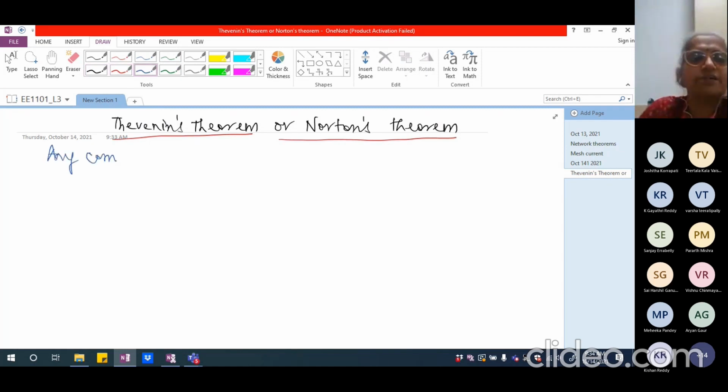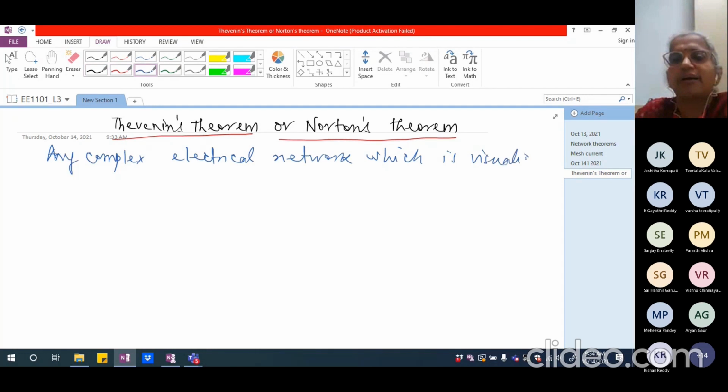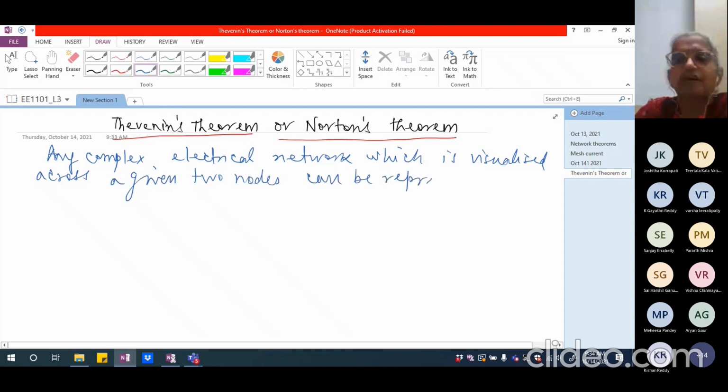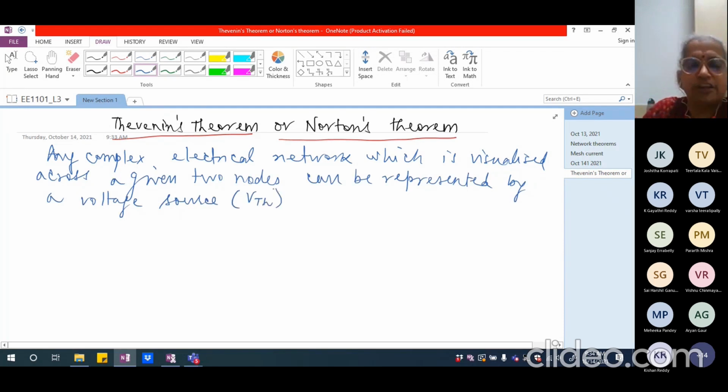Any complex electrical network which is visualized across a given two nodes can be represented by a voltage source which I specify as VTH, that is Thevenin, in series with a resistance.